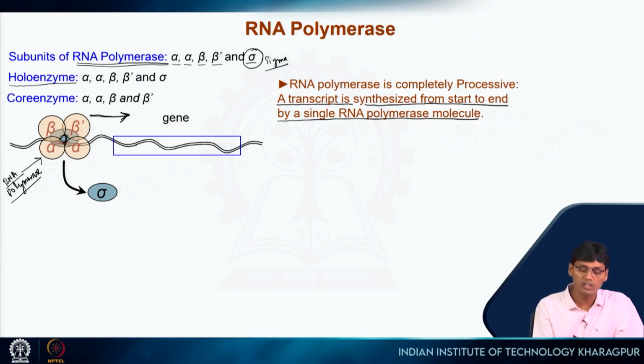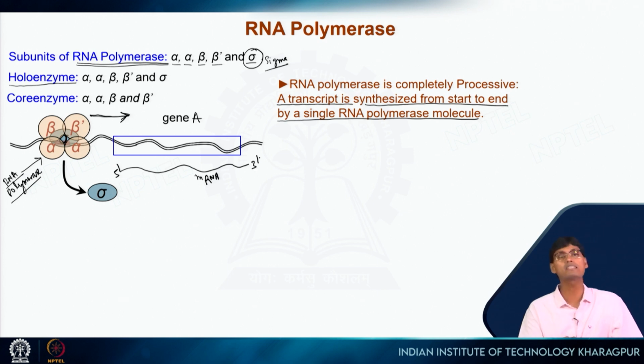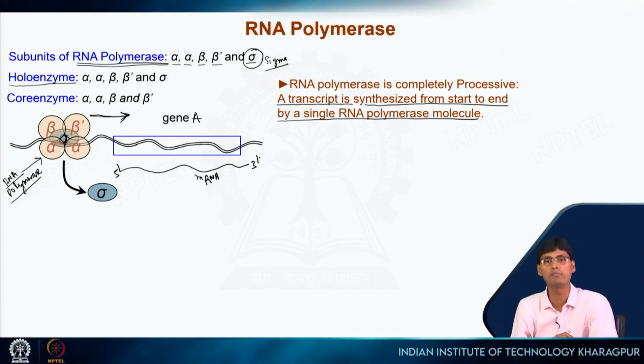So, that means if this RNA polymerase starts to transcribe this gene, for example, I am saying this gene A, then we will get the RNA here. This is after transcription, I would say mRNA, in 5 prime to 3 prime direction, but this is being synthesized by a single RNA polymerase.